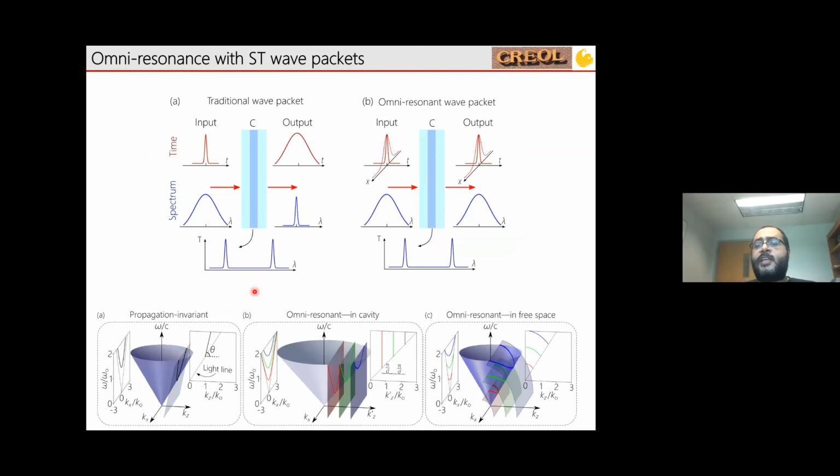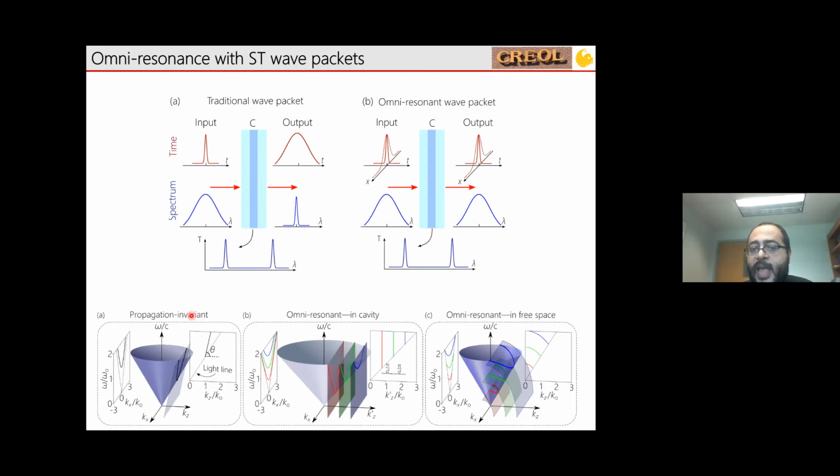The final example is the interaction of space-time wave packets with a planar cavity. Now, on resonance, obviously a planar cavity will allow only a narrow spectrum to traverse the cavity as dictated by the resonance line width. So if I have a high Q cavity, an ultrashort pulse entering it, the pulse will broaden in time and narrow in spectrum after you traverse.